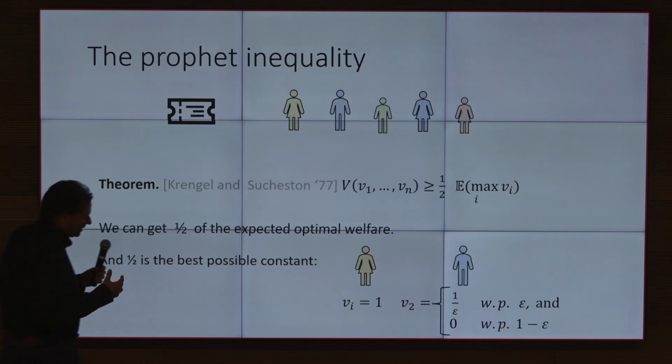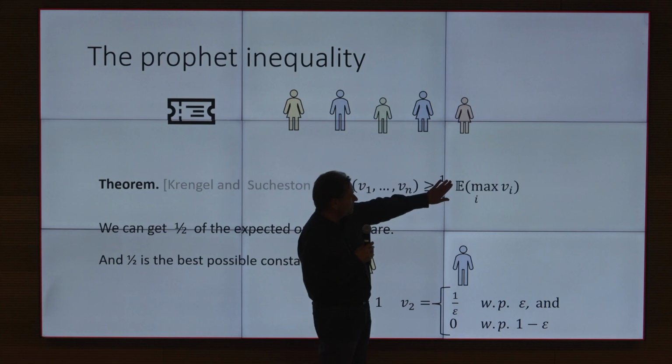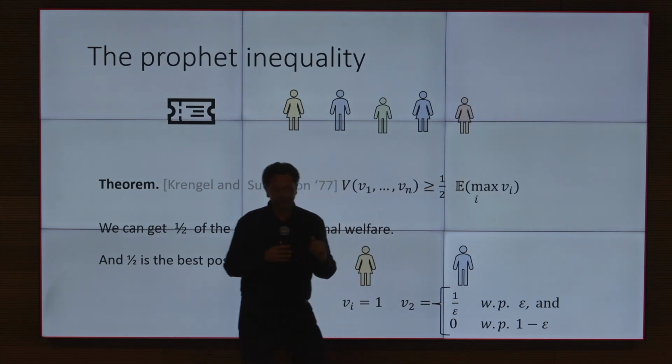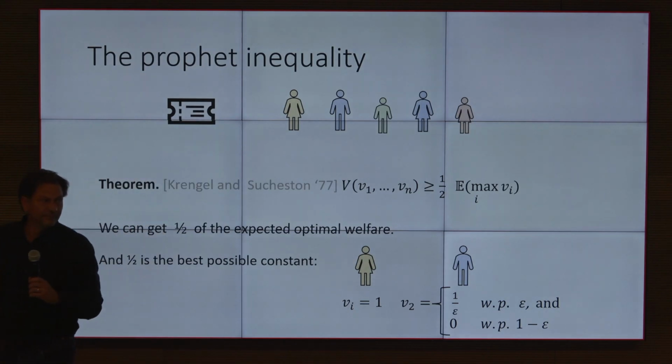What is the constant if it's IID? If it's IID, this is much better. This is almost 3/4. So just to answer somehow.